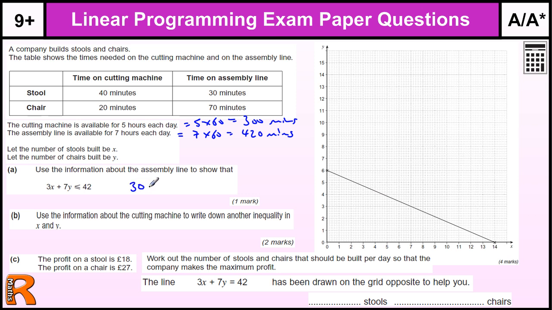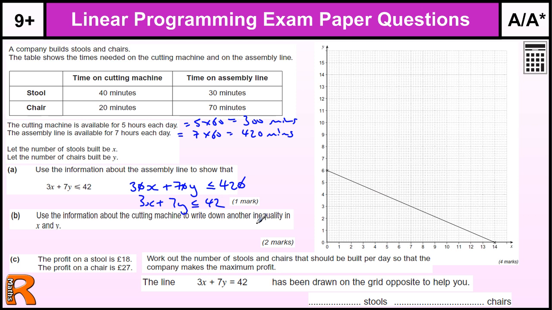Okay, so the chair and the stool, so we're going to make X stools, so they take 30 minutes each, so they're going to take 30 times X to make. We're going to make Y chairs, and they take 70 minutes each, so we're going to go 70 times Y chairs, and that's only available up to and including 420 minutes. And then clearly if we knock off a 0, we end up with 3x plus 7y equals 42.